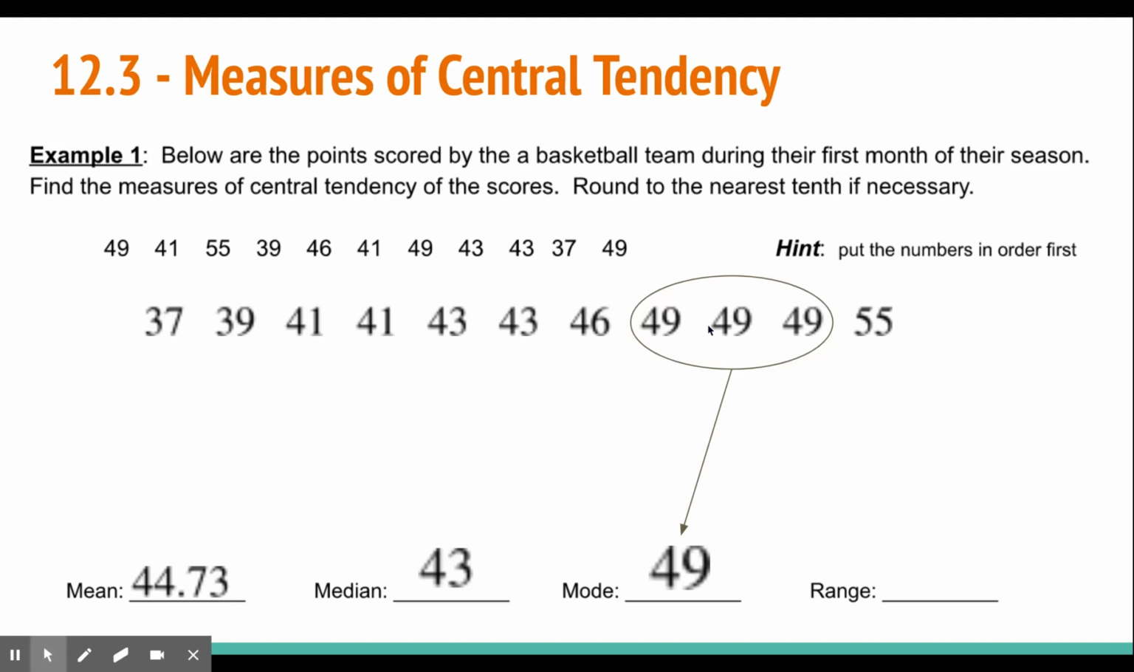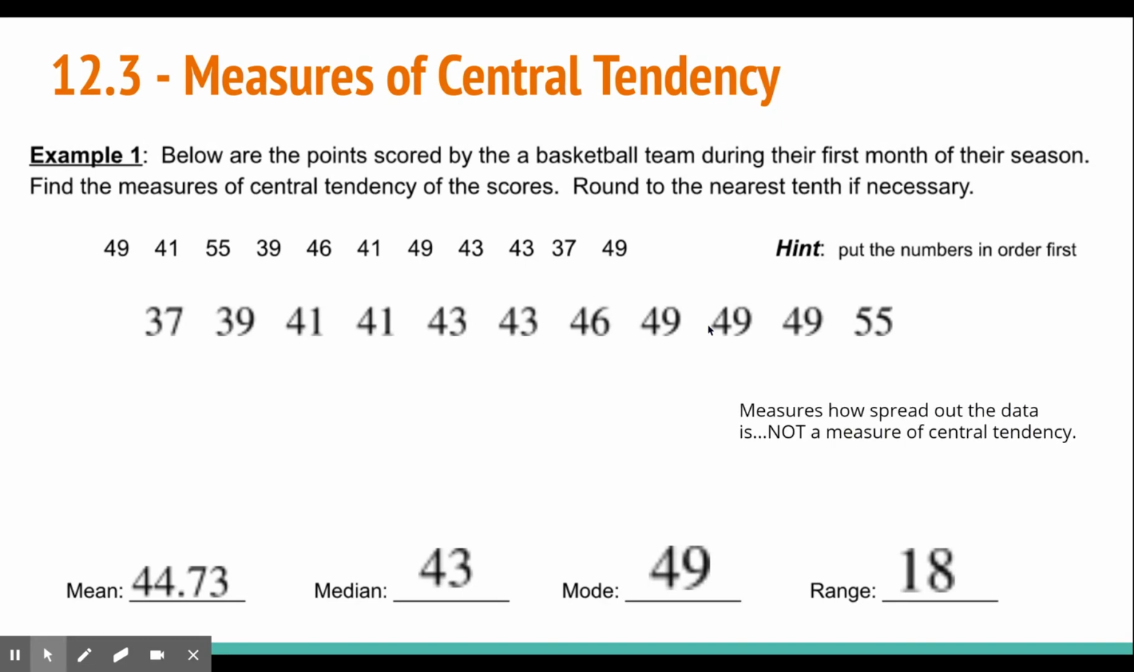So how do you calculate the range? You take your maximum and you subtract your minimum. So we're going to take 55. We're going to subtract 37, and that's going to give us our range of 18. That measures, again, how far they're spread. Range is not a measure of central tendency. It just tells you how kind of long, I guess, the data set is.